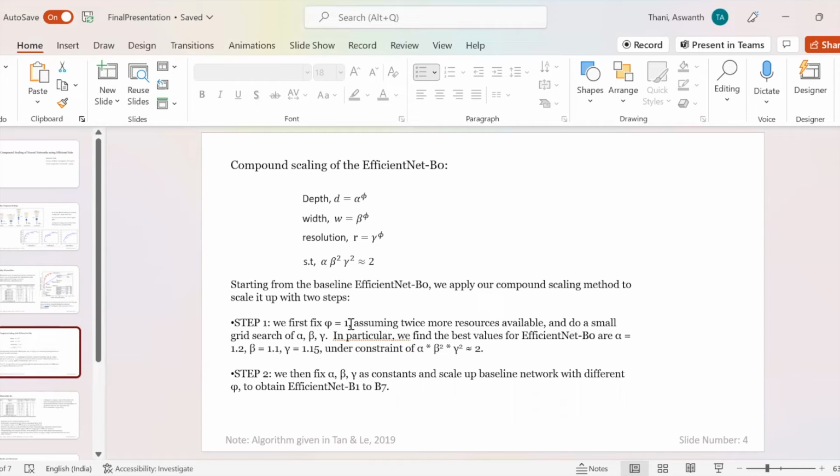Here we will start with phi equals 1 and do a small grid search. The authors obtained the values of alpha, beta, and gamma to be 1.2, 1.1, and 1.15 respectively. And by fixing these values of alpha, beta, and gamma, and using different values of phi, we have scaled EfficientNet B0 from B1 to B7.